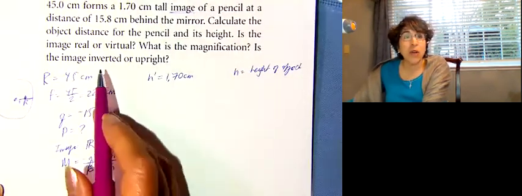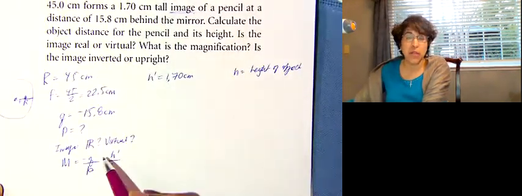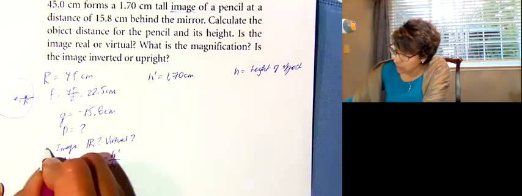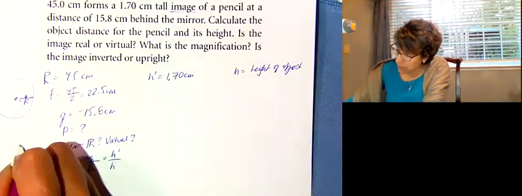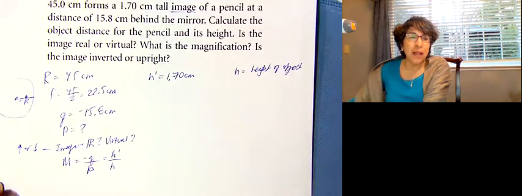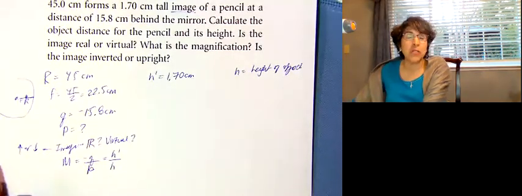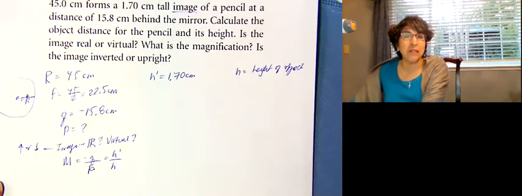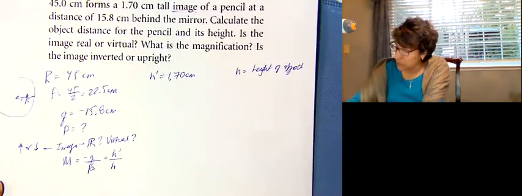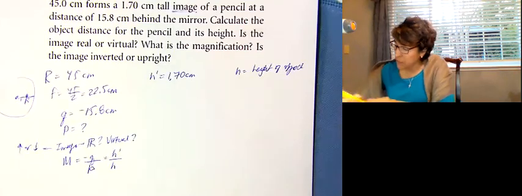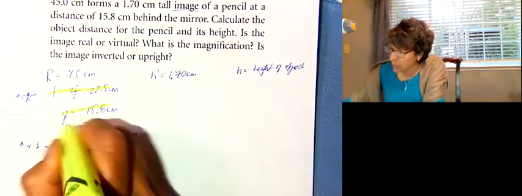All right, and they want to know, is your image inverted or upright? And then I'm going to put here up or down. So did it stay in the same orientation or did it get flipped upside down? That's what the question is. All right, so there's what we're given. We're given the F and we're given the Q, and we want to know what the P is.